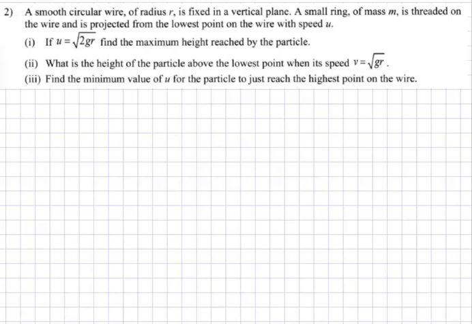So we have a smooth circular wire of radius r fixed on a vertical plane. The small ring of mass m is threaded on the wire and is projected from the lowest point of the wire with the speed of u. Now, if u is equal to the square root of 2gr, find the maximum height reached by the particle. So we need to appreciate that at that maximum height, its velocity is 0, and we want to know what the height is going to be.